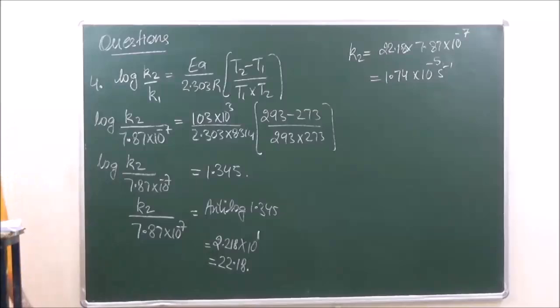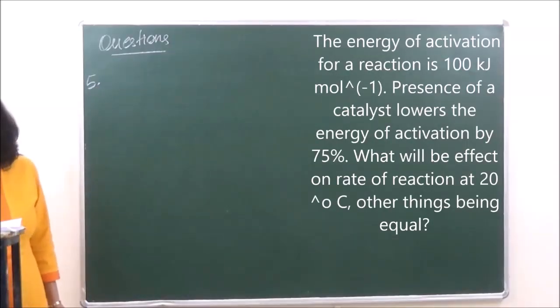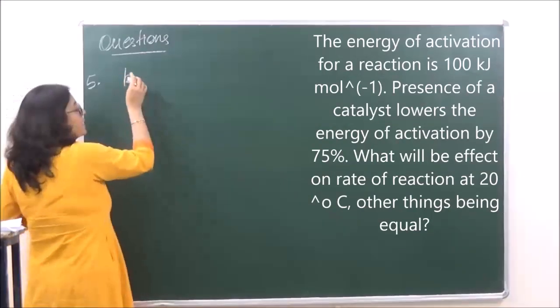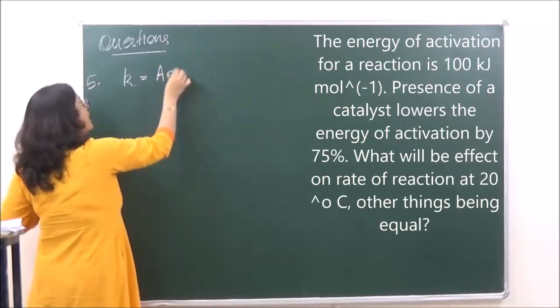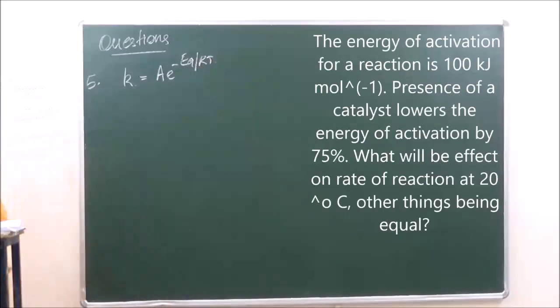Clear? So this is our question number 4. Let's go on to the last question, question 5. The question is, the energy of activation for a reaction is 100 kilojoules per mole. Presence of a catalyst lowers the energy of activation by 75%. Okay? What will be the effect on rate of the reaction at 20 degrees centigrade? Other things being equal. Okay, so what they are saying over here is that we know that according to the Arrhenius equation, K is equal to A e raised to minus E upon RT. The activation energy is given to us, right?